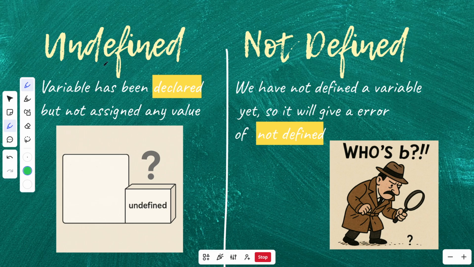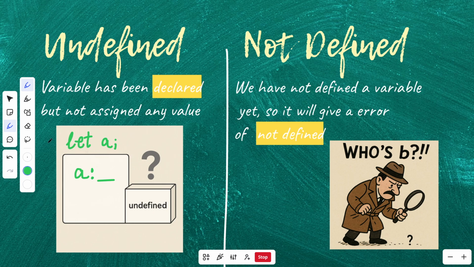If I talk about undefined, it says if a variable has been declared but not assigned any value, then we will call it undefined. So let's say we have this. Here we have let a, and we haven't assigned any value to it. So a would look something like this, without any value. a has been declared but is still waiting for its value.